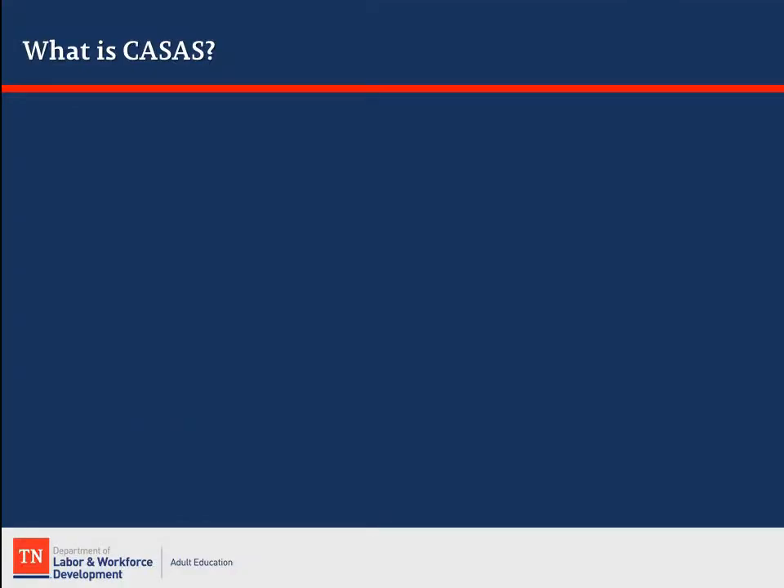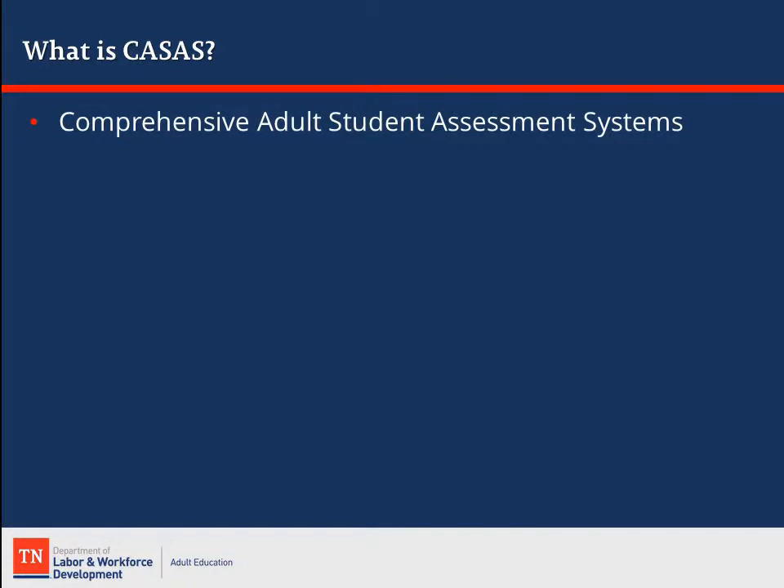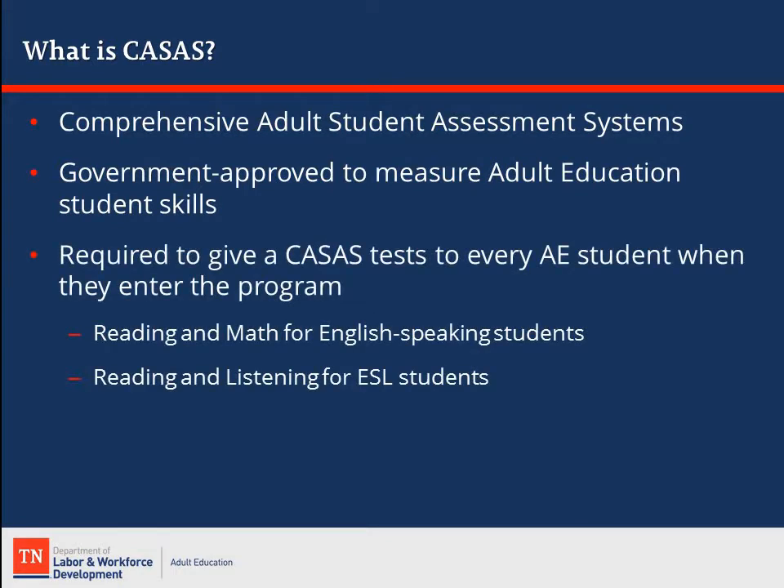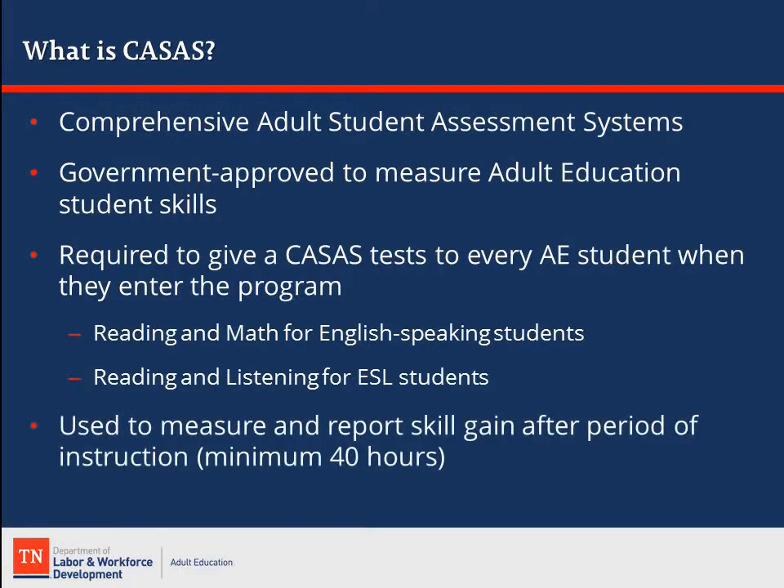First of all, what is CASAS? CASAS stands for Comprehensive Adult Student Assessment Systems. It's a government-approved test that measures adult education student skills. We are required to give a CASAS test to every student when they enter the program. This means reading and math tests for English-speaking students and reading and listening tests for ESL students.